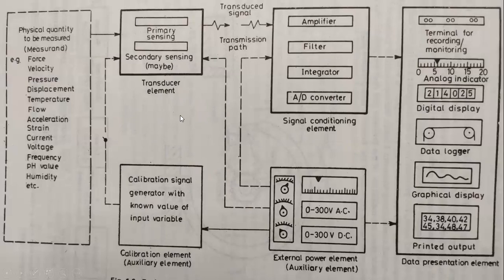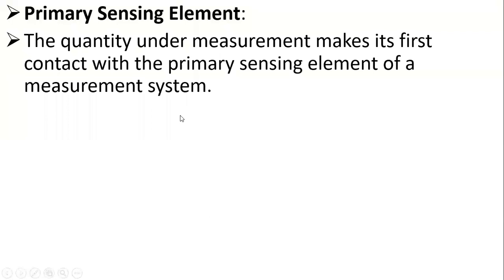Let's get slightly into the details. The primary role of the primary sensing element is to quantify the measurement that is made at its first contact with the primary sensing element of a measurement system.